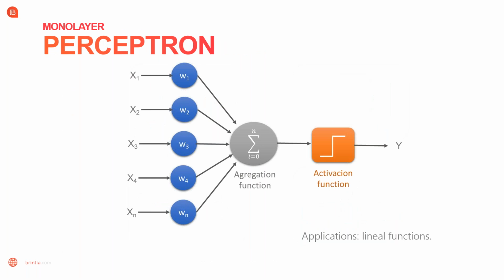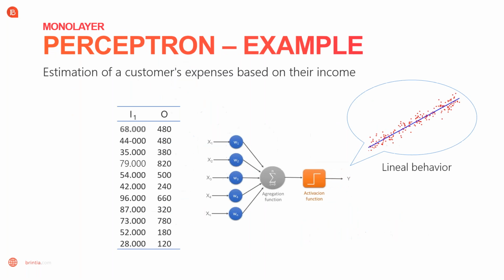The first, monolayer perceptron, is the simplest topology. It is used to predict linear function applications. For example, estimating a customer's experience based on their incomes. We can see it is a linear regression behavior.